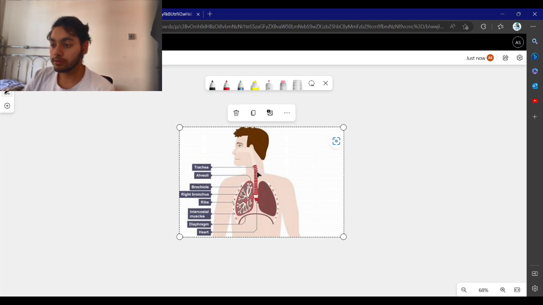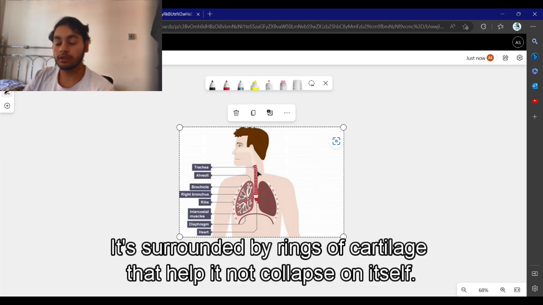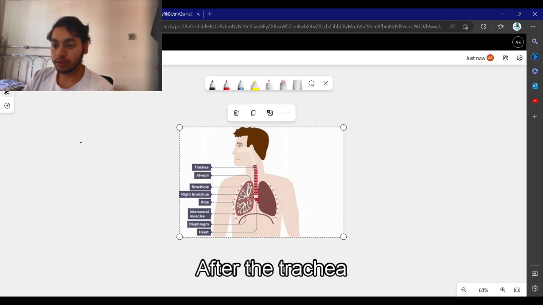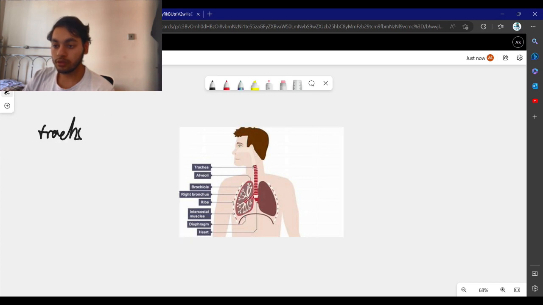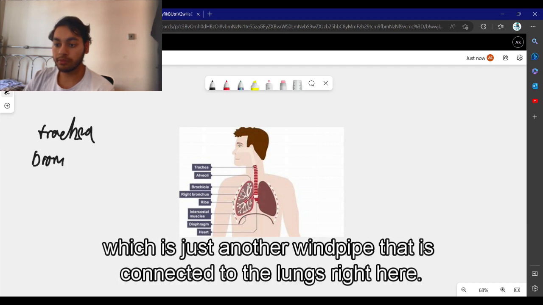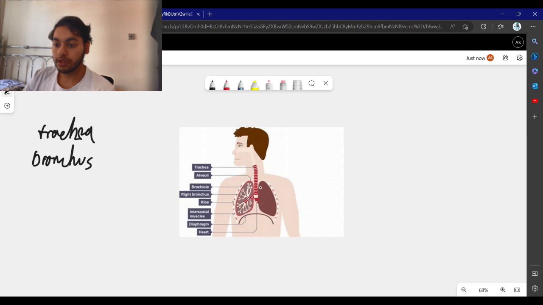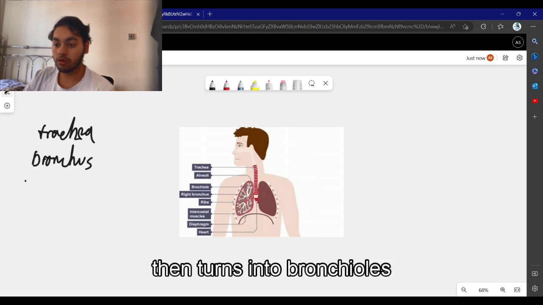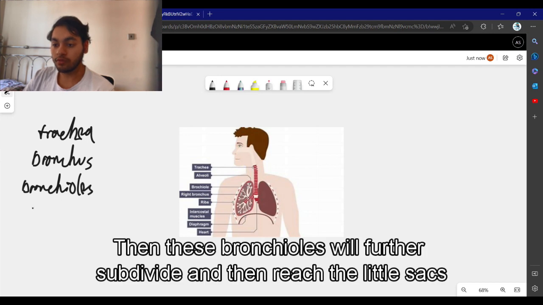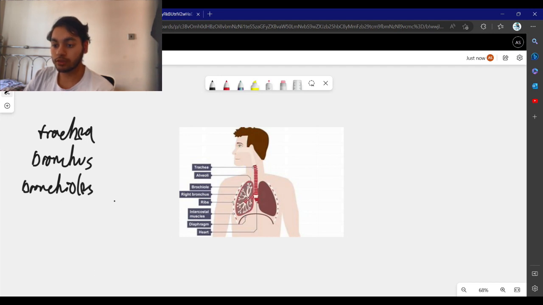Now the trachea is essentially the windpipe. It's surrounded by rings of cartilage that help it not collapse on itself, and that's essentially it. After the trachea, it diverges into the bronchus, which is just another windpipe that is connected to the lungs right here. Then this bronchus turns into bronchioles. Then these bronchioles will further subdivide and reach the little air sacs called alveoli.